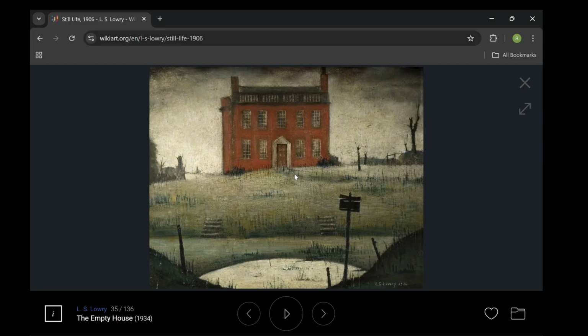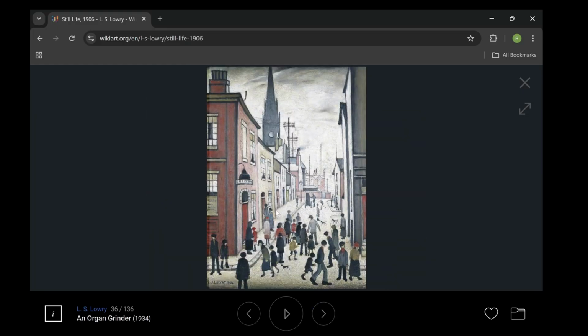This large empty house. It's a bit spooky. Some broken trees. Are trees really that broken in the north of England? I don't know what's been going on there. It seems like it's been struck by lightning several times.